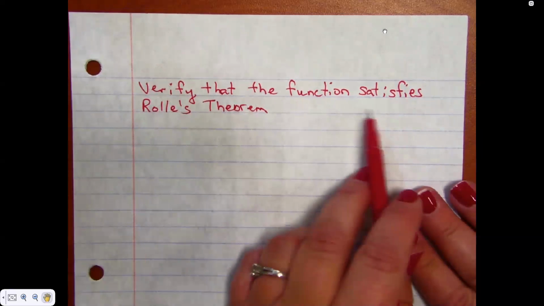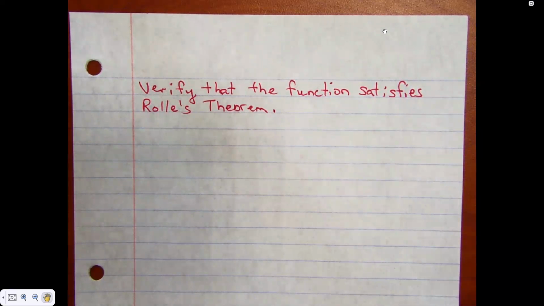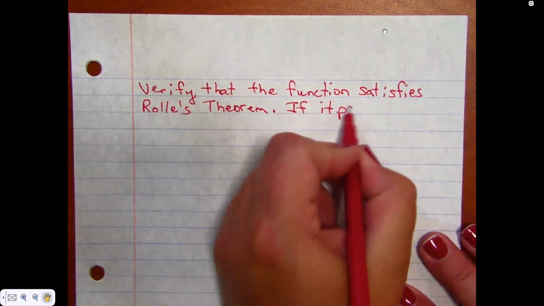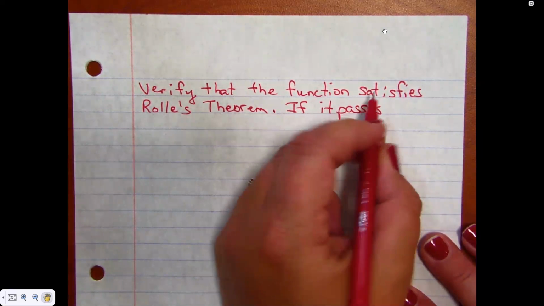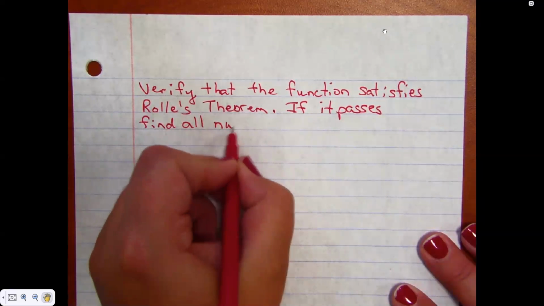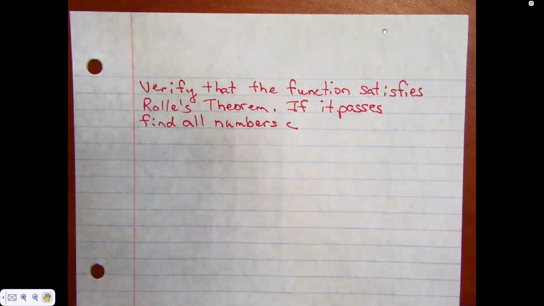Verify that the function satisfies Rolle's theorem. Okay, I changed the directions just a little. If it passes, find all numbers C. Now, what is C?